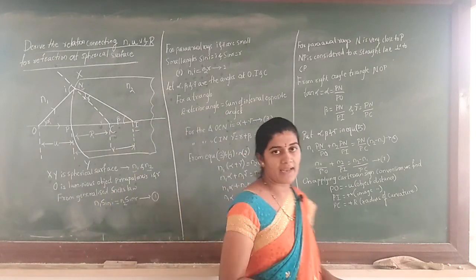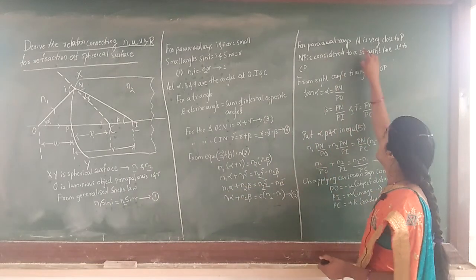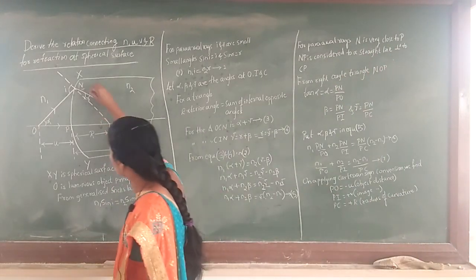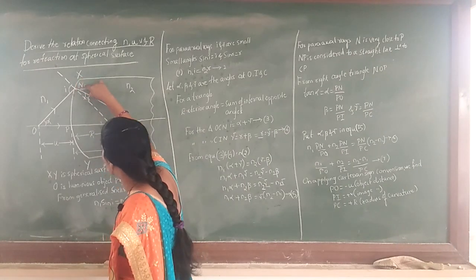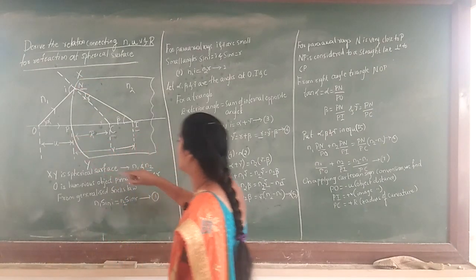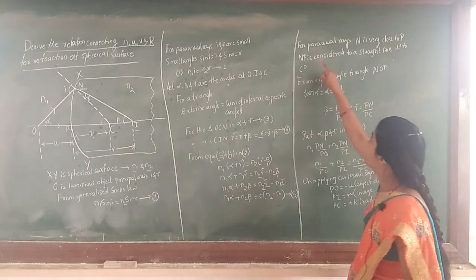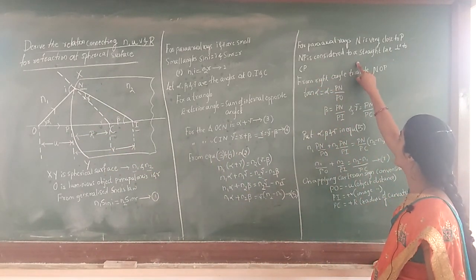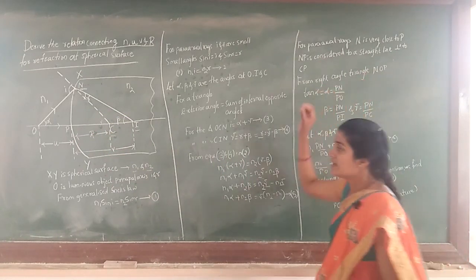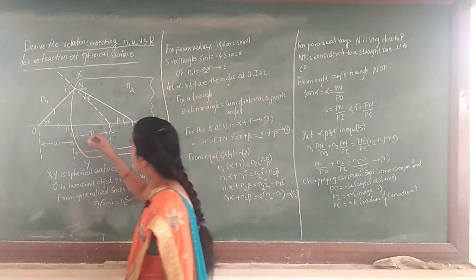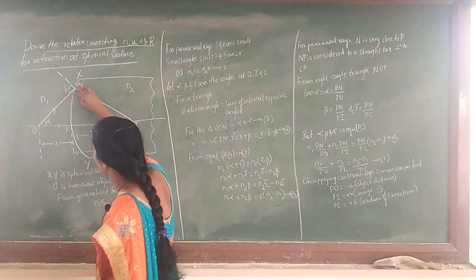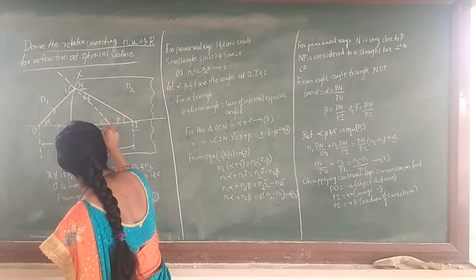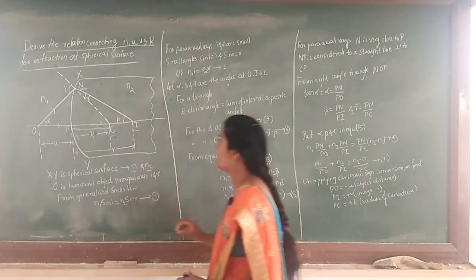Now from the paraxial case, N is very close to P. Here from the diagram, for the paraxial case, N is very close to your P. Now we are getting NP is constant. We are considering NP to be a straight line perpendicular to the CP. Now let us consider NP is very close to perpendicular to the CP line. This is your perpendicular line to your CP.